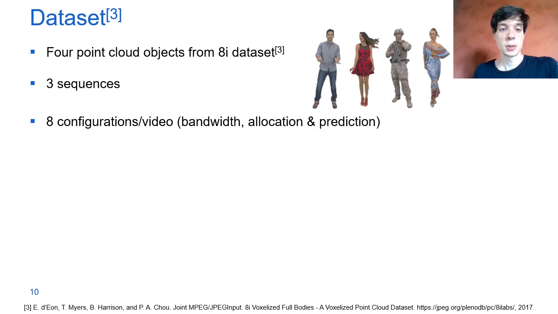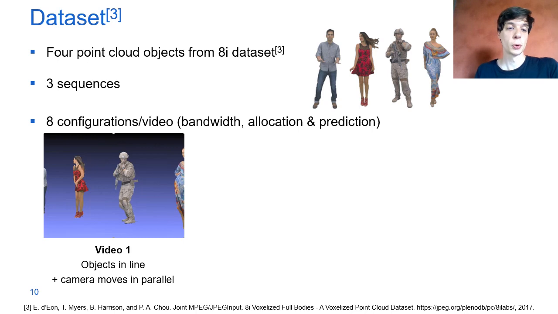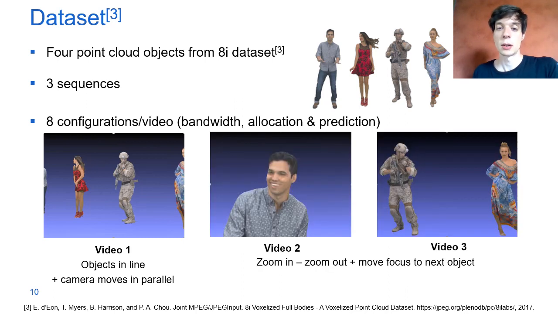The first video sequence consists of the 4 point cloud objects put in a line, after which the camera is moving in parallel to this line of objects. And then the second and the third video are a semicircle constellation in which we are zooming in and out on a particular figure after moving focus to the next one. And the difference between video 2 and video 3 is simply that the first 2 point cloud objects are used in video 2, while objects 3 and 4 are used in video 3.